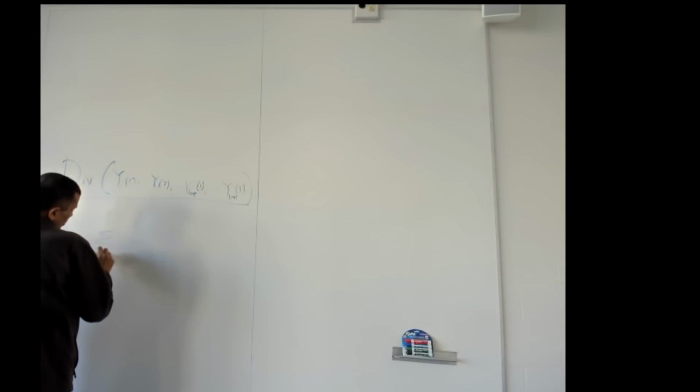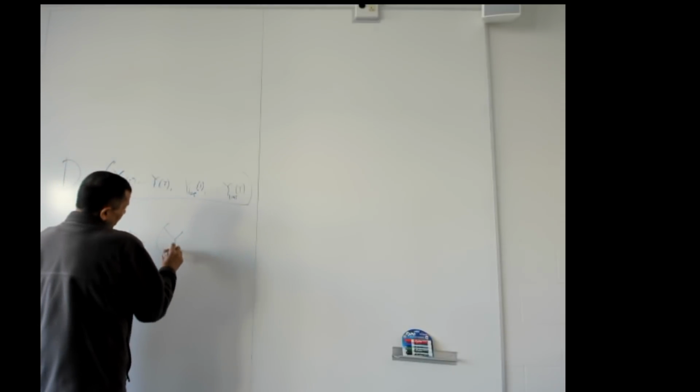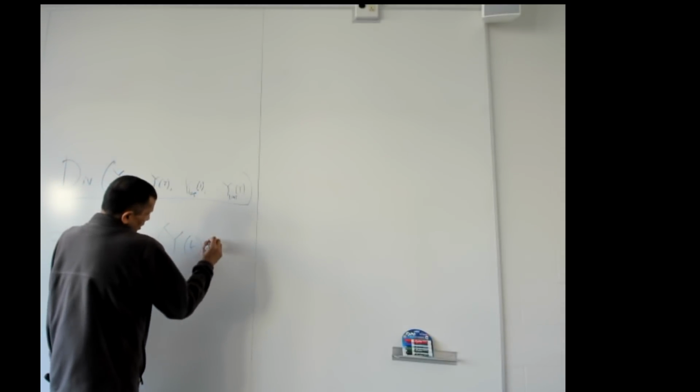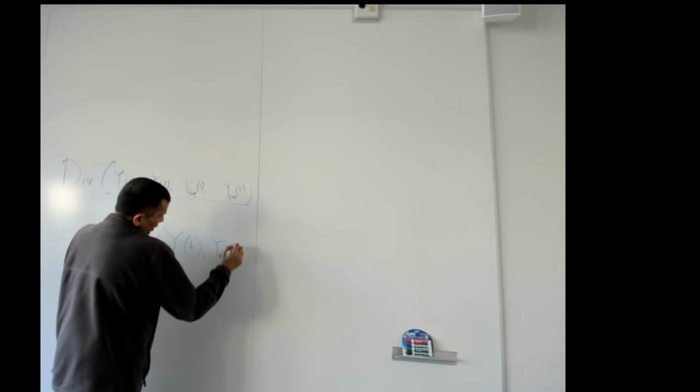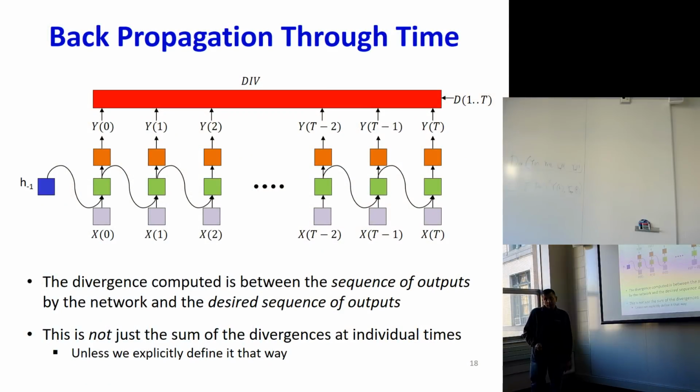Now this doesn't necessarily mean that this can be written as a summation over t of the divergences between y(t) and y target(t). So this is not necessarily implied, right? But we will make the assumption in many cases that this is exactly what the divergence is going to look like, but keep in mind that this is not necessarily implied, and we will look at some examples of where this is not really going to hold true.